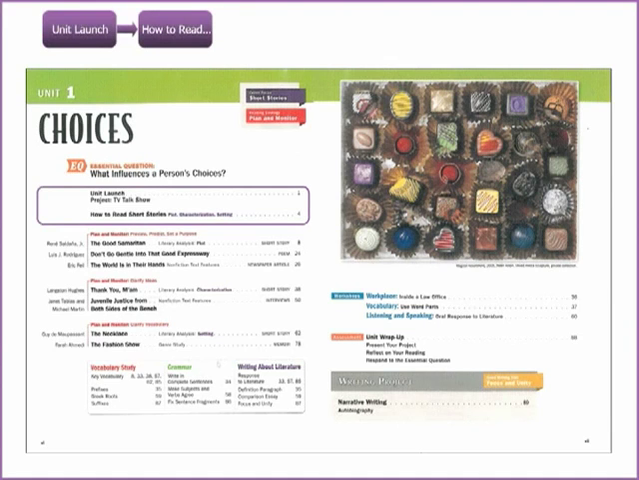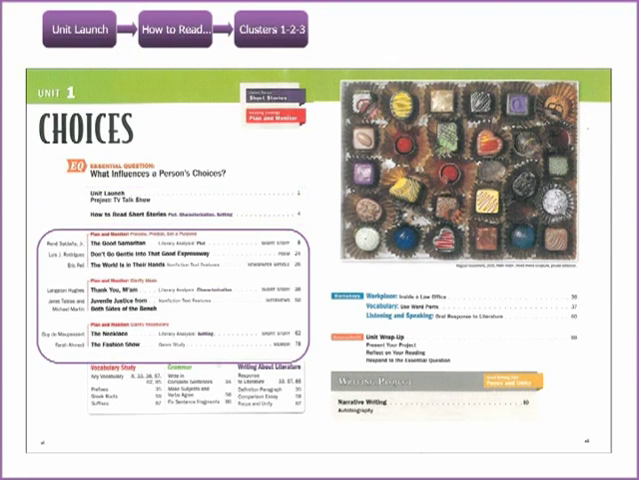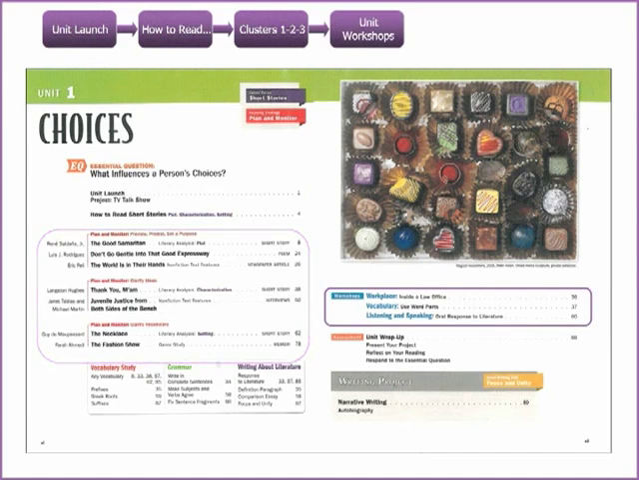In the fundamentals level, the unit launch is followed by a vocabulary workshop. Next, we move into the cluster instruction. Each unit contains 3 clusters. Within each cluster, there is a main reading selection and a non-fiction companion selection. The fundamentals level follows a similar pattern that includes a language workshop as well as 2 selections for each cluster.